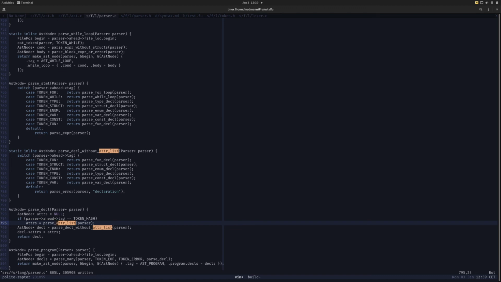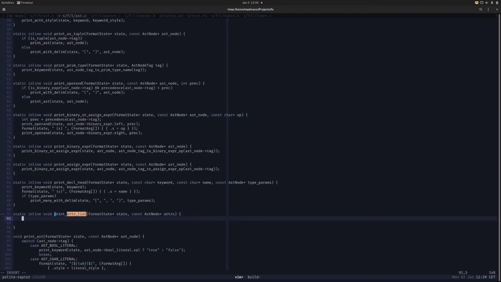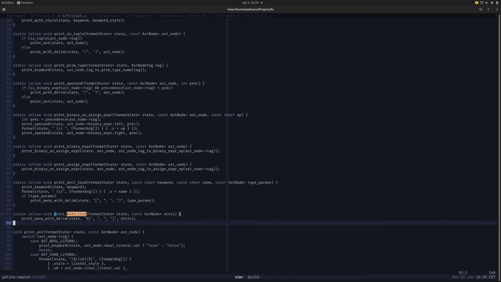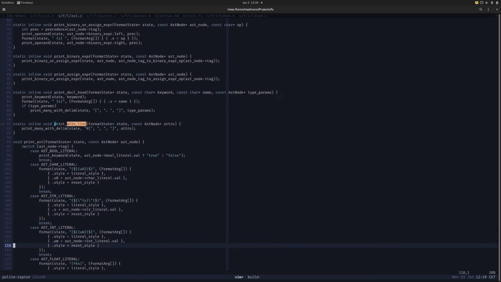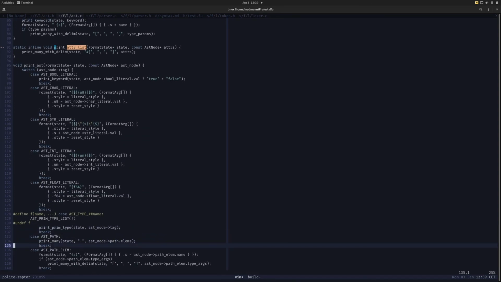I can go back to the part where I'm printing it. Now I only do print many with delim, and I say state, and the beginning should be hash open. I'm separating them with a comma, and at the end you have a bracket and adders. As simple as this. And then I need to say how I print an attribute list and an attribute.